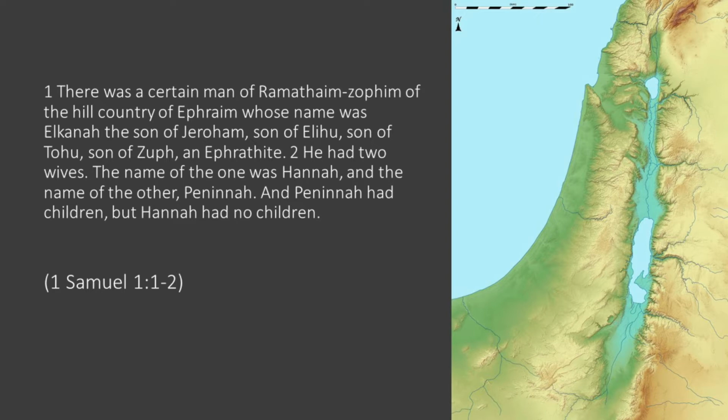All right, back to verse 2, second half. The name of the one was Hannah, and the name of the other Peninnah. And Peninnah had children, but Hannah had no children. So there's already the plot for us, right? Here's the conflict we can see rising even in the end of verse 2.